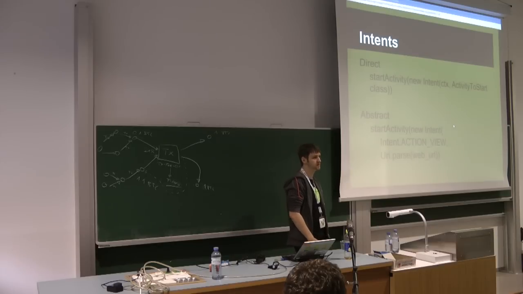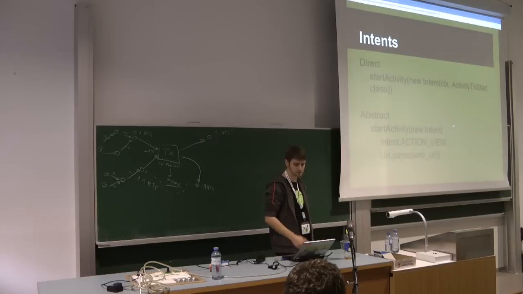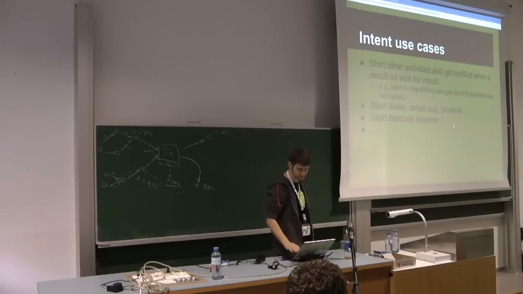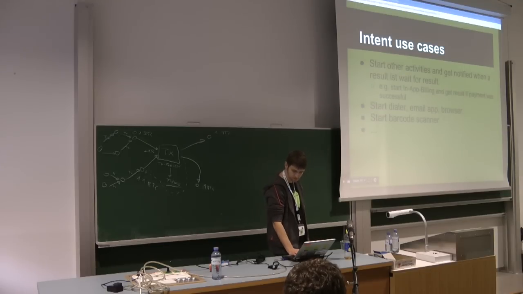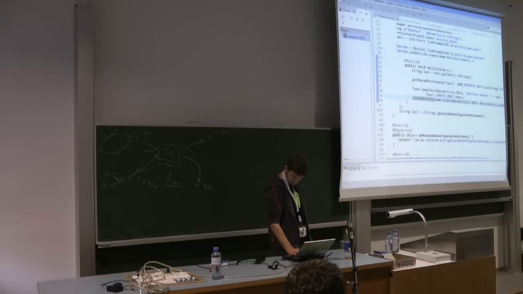Usually the system will offer all available applications. For instance, if you have installed the Chrome browser in addition to the ordinary browser, it will say, do you want to open this with the internet, or with the Chrome? And the same, you can do the same with the dialer. So if the URL looks like tel, T-E-L, colon, and the telephone number, then it will open the dialer. If you configure the email, I have some code to show you.